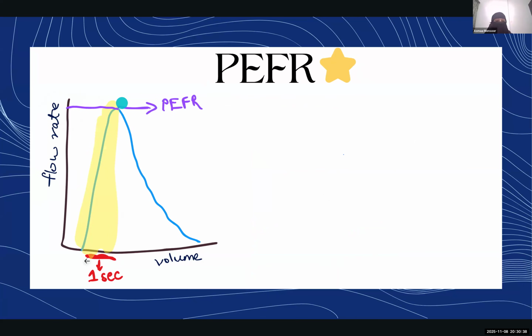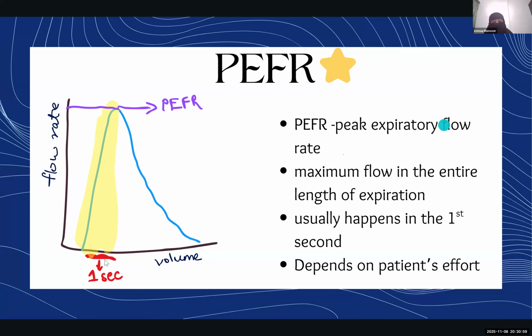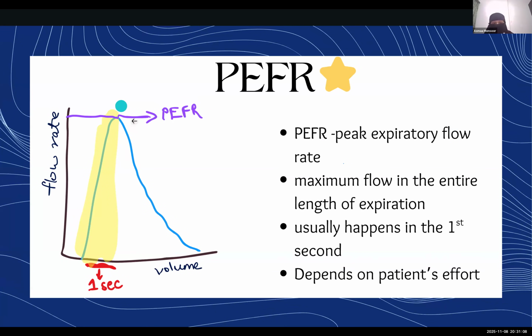Now, in a normal person, a person breathes, inhales, and then exhales fully, right? When they start exhaling, in the first second, the speed and the amount of air that comes outside is super high, and this is how it is for a normal person. The peak expiratory flow rate is really high. Usually it happens within the first second, because that is when the most amount and the most speed of air comes outside. And this depends on the patient's effort to exhale.